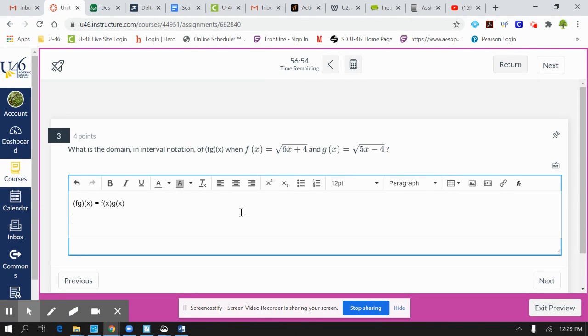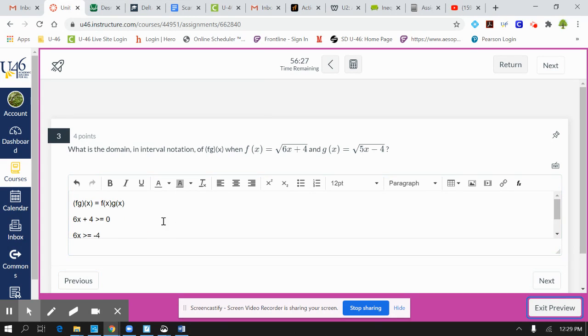So for g, 6x plus 4 cannot be negative. So it has to be greater than or equal to 0, which means 6x has to be greater than or equal to negative 4, which means x has to be greater than or equal to negative 4/6, which is negative 2/3. That's the domain for g.